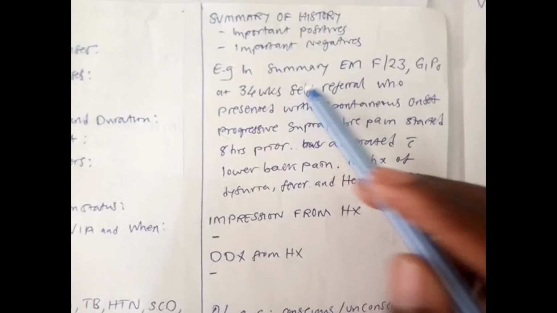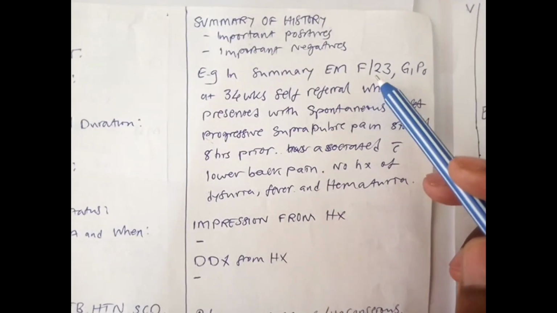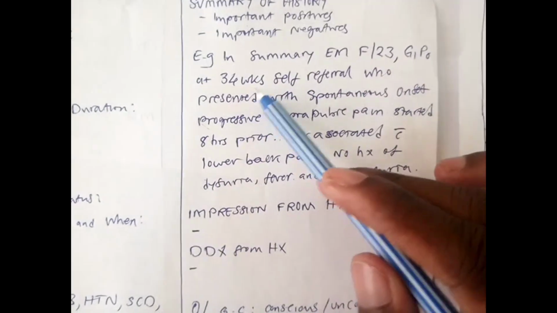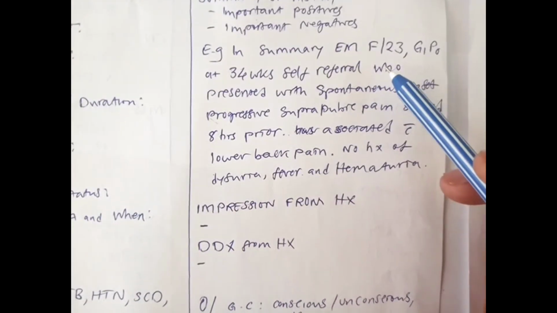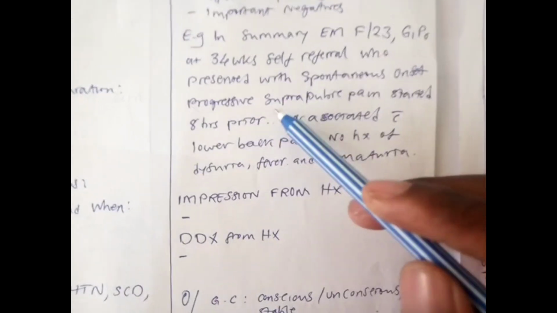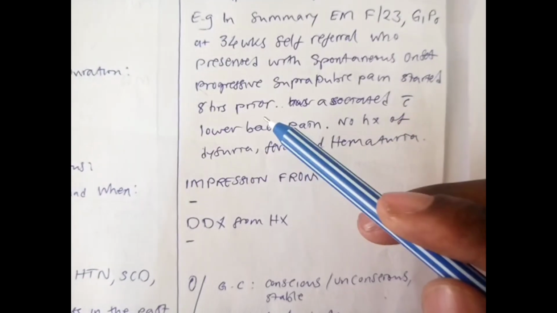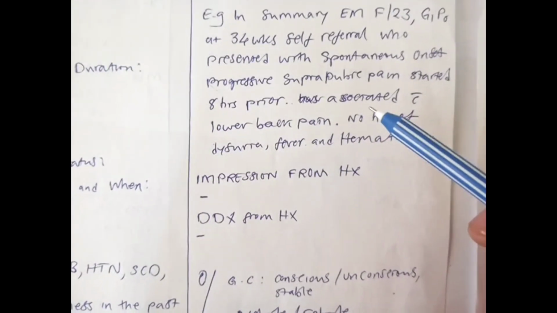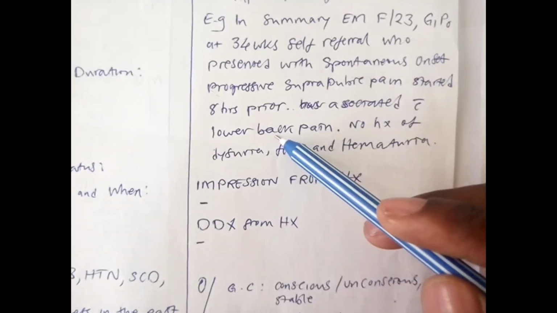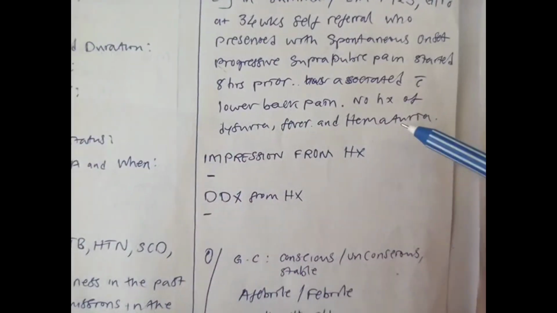And for example, this is how you summarize. In summary, EM, female 23, para zero, 34 weeks, self-referral from home, who presented with spontaneous onset of progressive suprapubic pain, which started 8 hours prior. Then the pain is associated with lower back pain. Then there is no history of dysuria, fever, and hematuria.